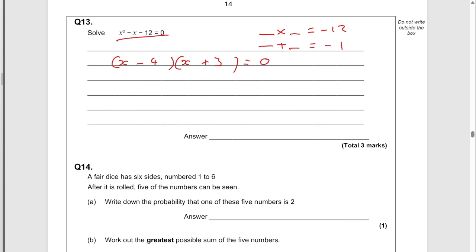That's factorized it. Now we need to solve it. For 2 things to multiply together to equal 0, one of them has to be equal to 0. So either x minus 4 is equal to 0, or x plus 3 is equal to 0. So that means that x is either equal to 4 or x is equal to minus 3. So those are your 2 answers. X is equal to 4 or x is equal to minus 3.